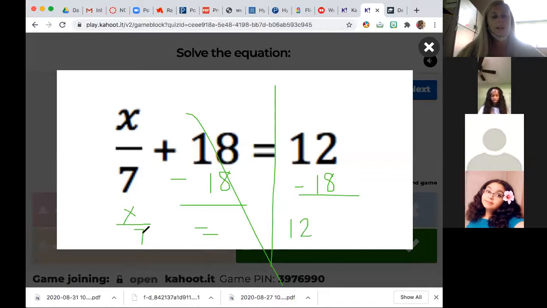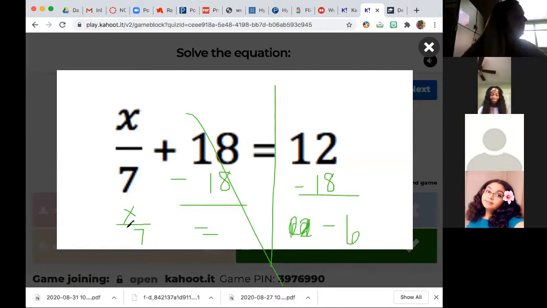How do you move the 7 if it's dividing? What's the opposite? Multiply by 7 on both sides. What's 12 times 7? 84. Oh, it's not 12, it's 84. Thank you. Extra credit. Good job. Anyways, what's 7 times negative 6? Negative 42. Very good.